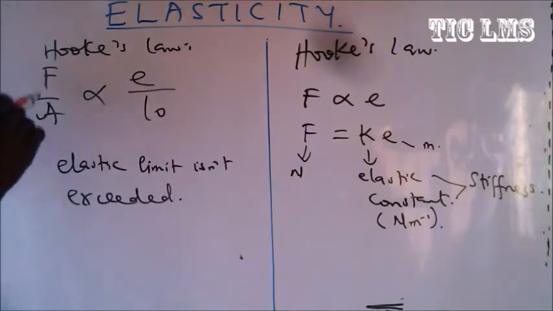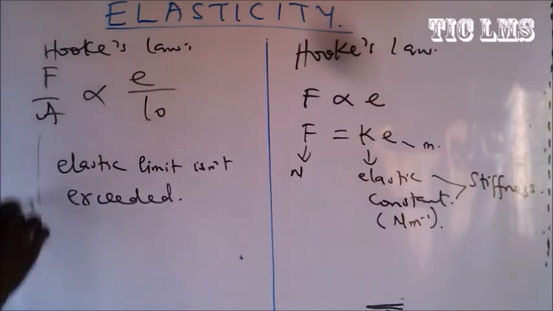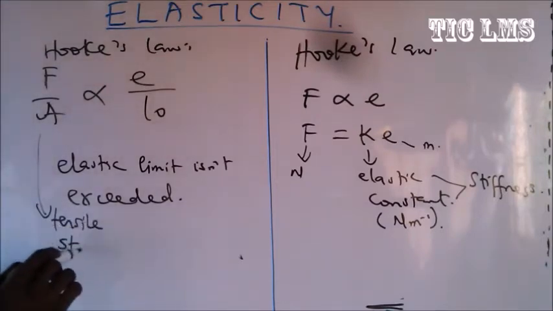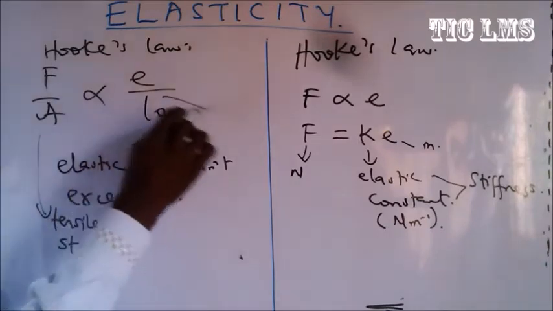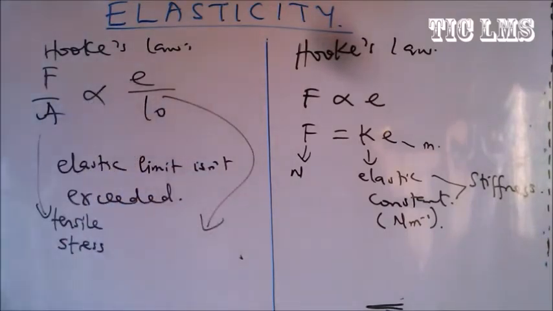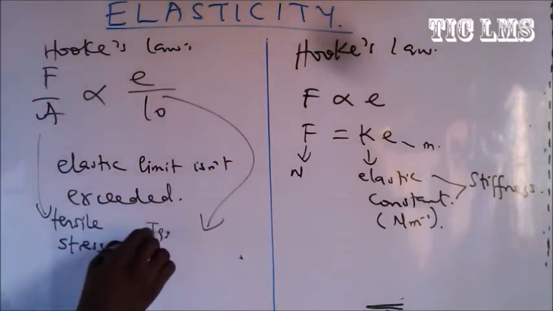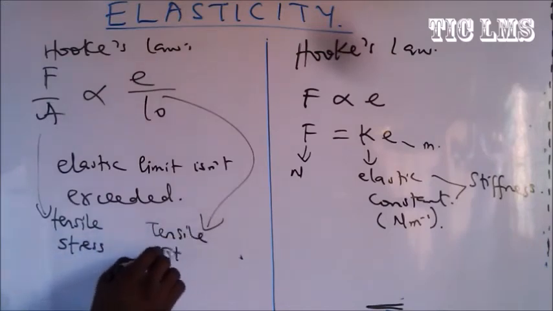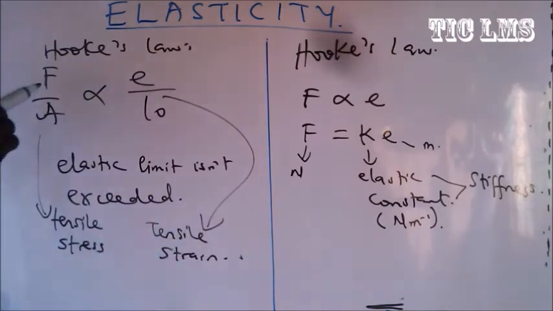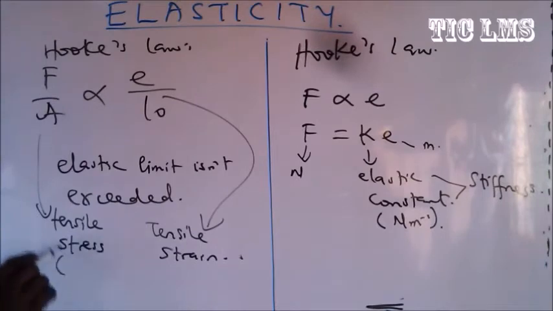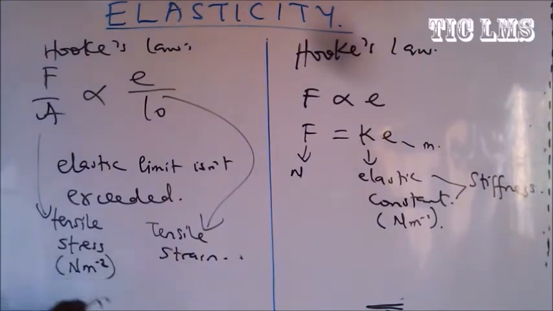Now from this we have force over area, and another word for this force over area is called tensile stress, while this extension over the original length is called tensile strain. Here we have Newton over meter squared, so the unit of tensile stress is Newton per meter squared. The tensile strain has no unit because we have meter and meter.